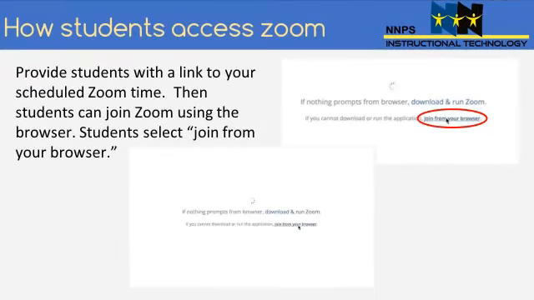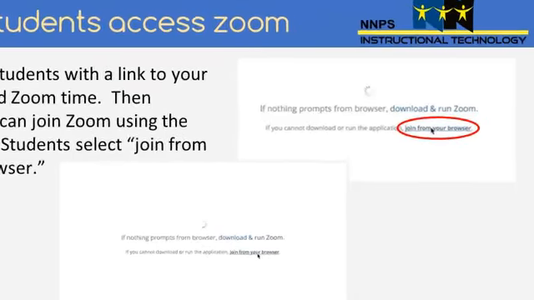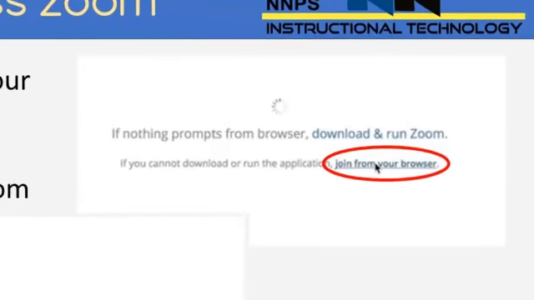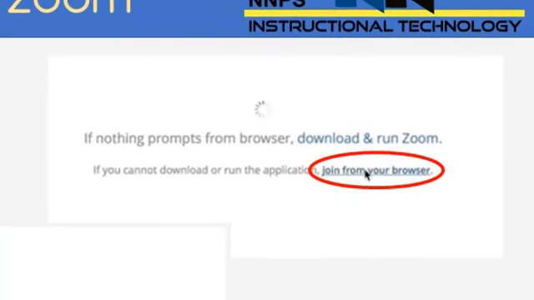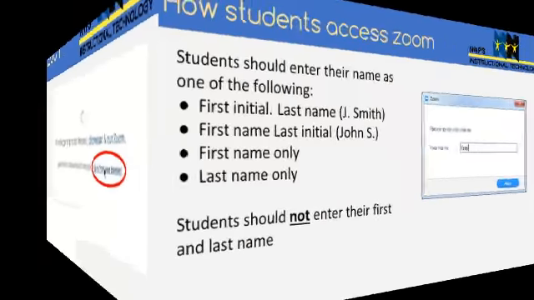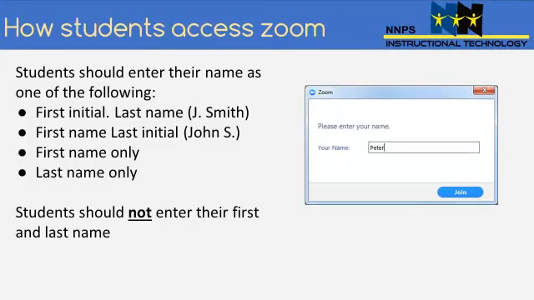As you learned in the Zoom Part 2 video, you will need to share a join URL link with students and ensure that students can join from their browser. Directions on how to enable this setting were covered in Zoom Part 1. Students should not enter their first and last name for security and privacy reasons. Instead, ask them to enter their first initial and last name, or their first name and last initial.